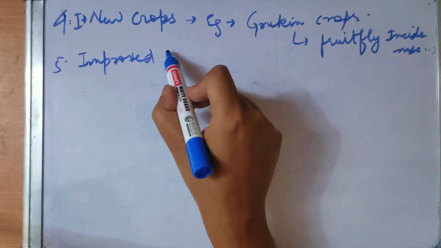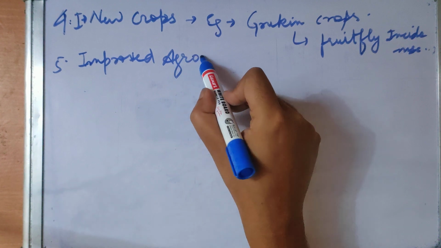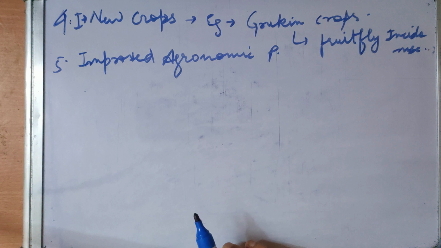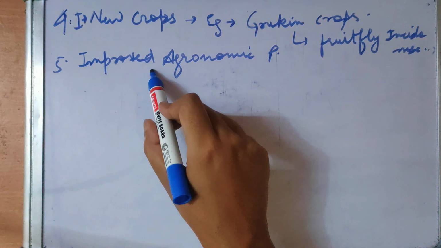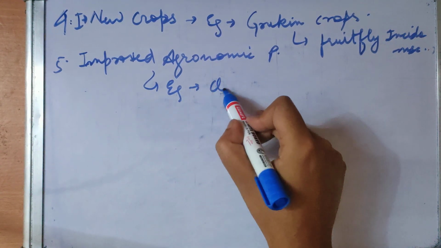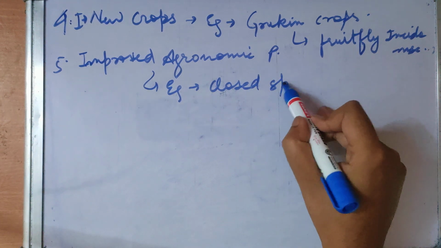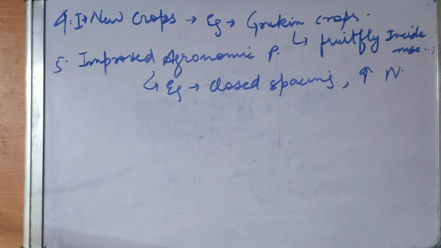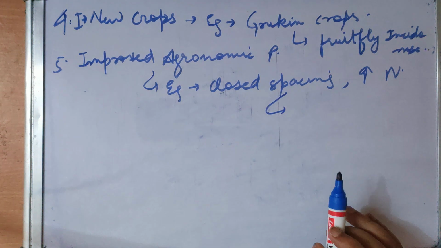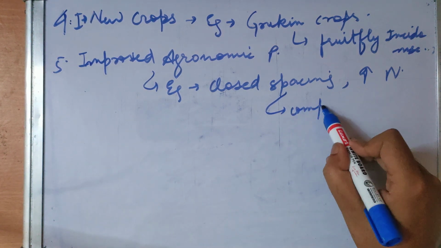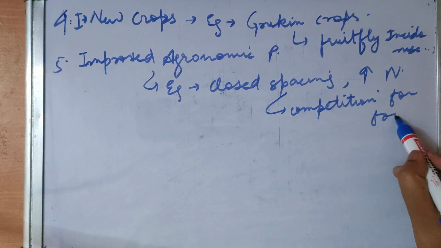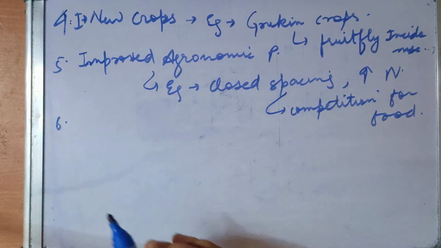Improved agronomic practices are also a reason for pest outbreak. Example, closer spacing between crops, higher nitrogen use, less weed control, etc. This leads to competition for food between the pest and the crop, and they mainly attack the crop.